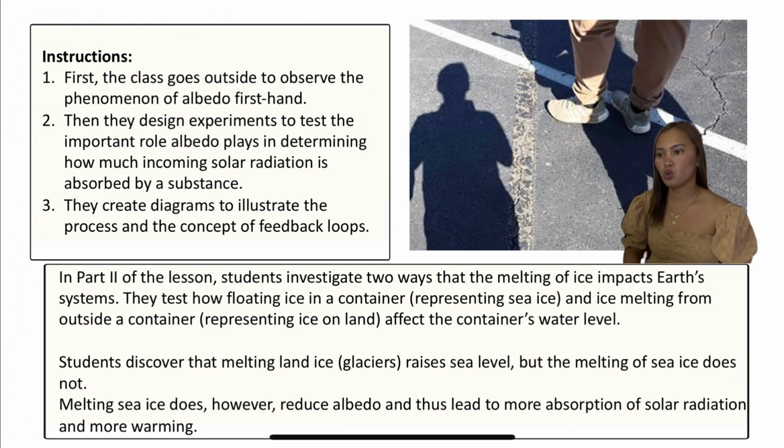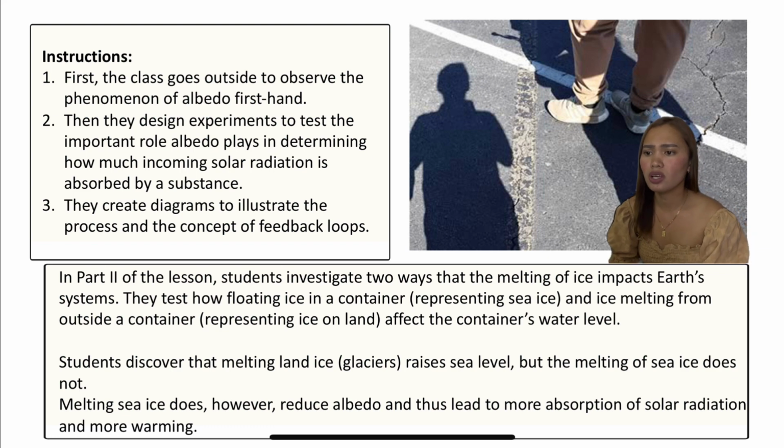And in part 2 of the lesson, students investigate 2 ways that the melting of ice impacts Earth systems. They test how floating ice in a container representing sea ice and ice melting from outside the container representing ice on land affect the container's water level. Students discover that melting land ice, the glaciers, raises sea level, but the melting of sea ice does not.